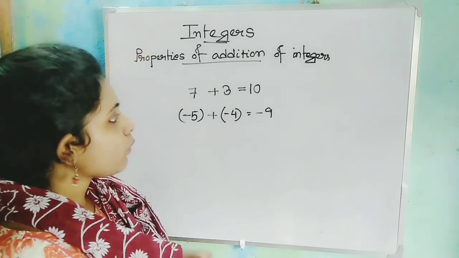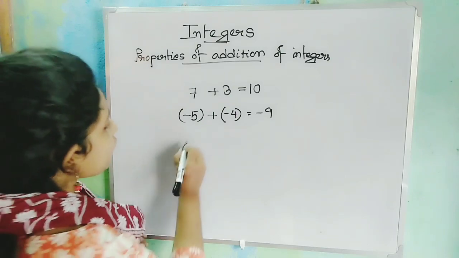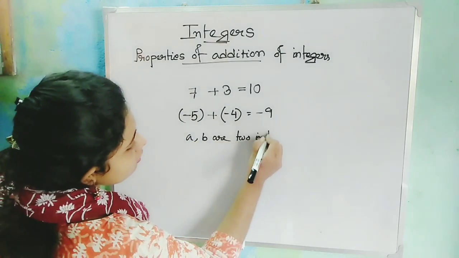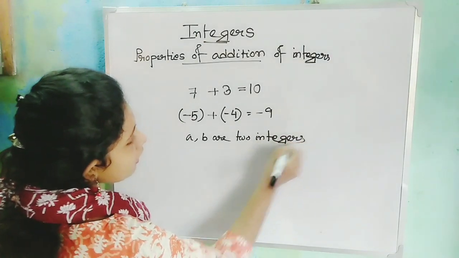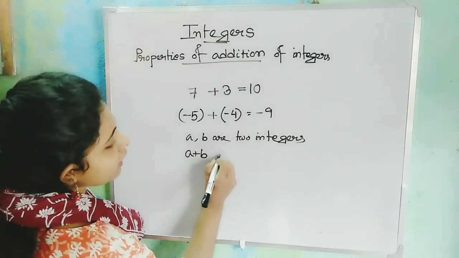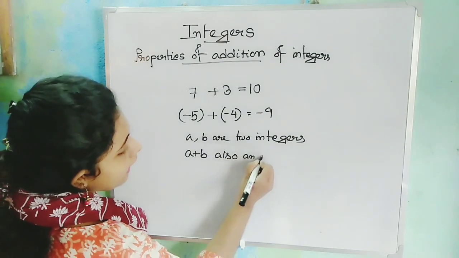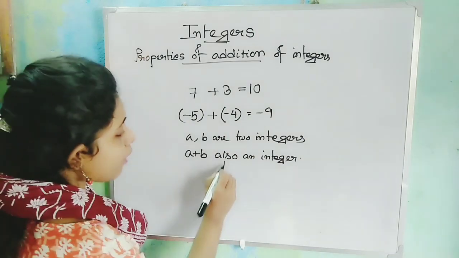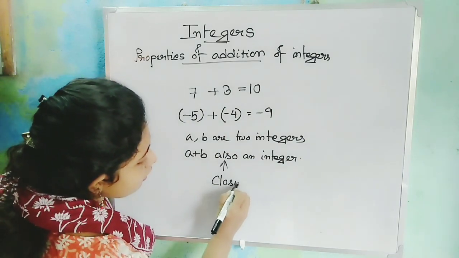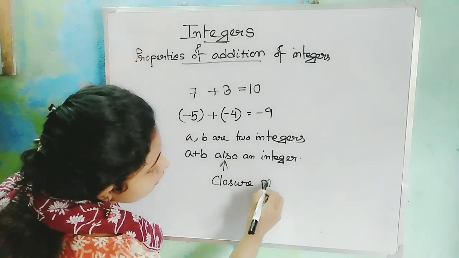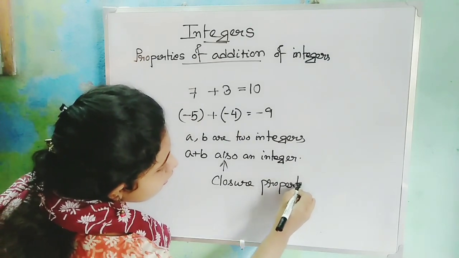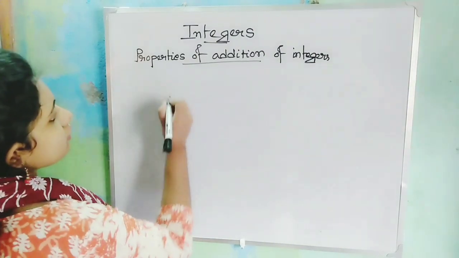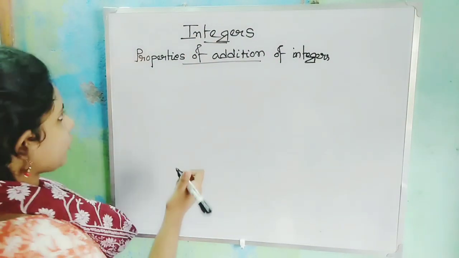So we can say that if A and B are two integers, then A plus B is also an integer. This property is called the closure property of addition of integers. See another property, the commutative property.